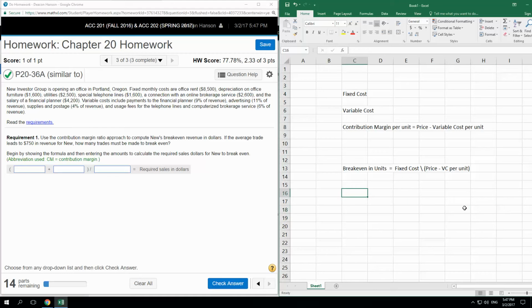Break even is the point where you break even, exactly what it sounds like. Yeah, just where you recover all of your costs.